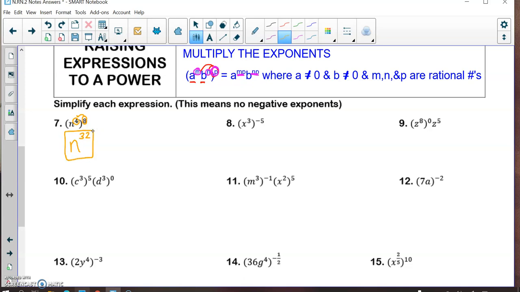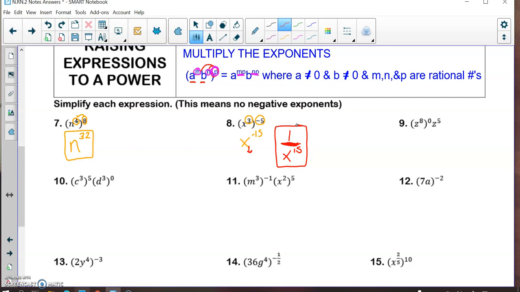All right, next one, I'm going to raise the x to the 3rd power to the negative 5th power by multiplying my 2 exponents together, so I get an x to the negative 15th power. Now to simplify means that I should have no negative exponents. So I need to take this x to the negative 15th power and move it into the denominator, which would leave a 1 in the numerator and then an x to the positive 15th power in the denominator. And now that's fully simplified because I don't have negative exponents there.